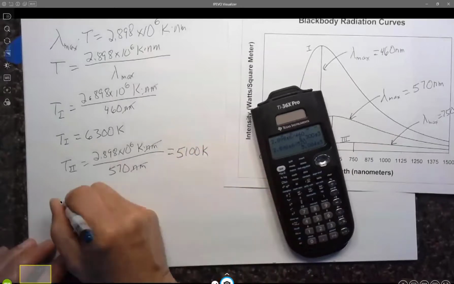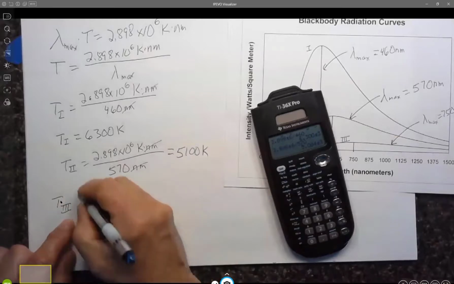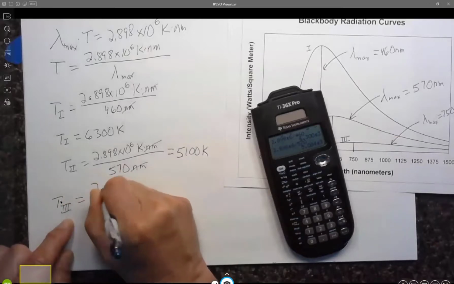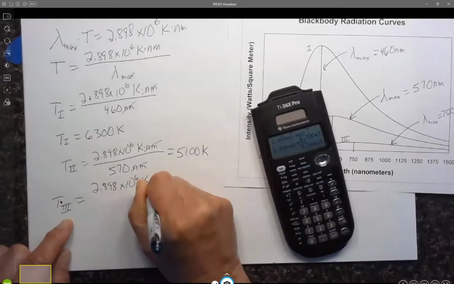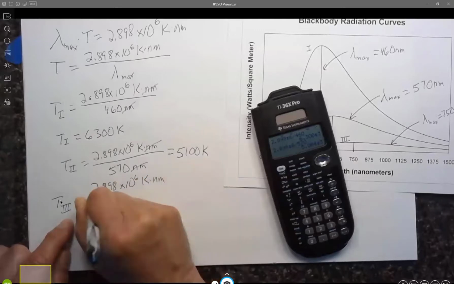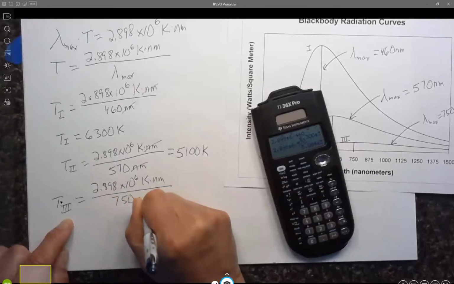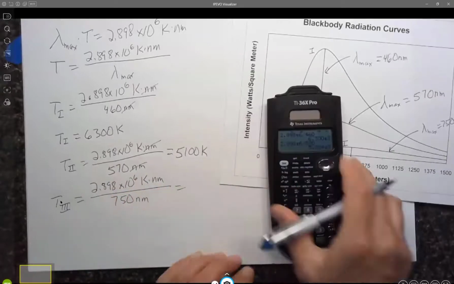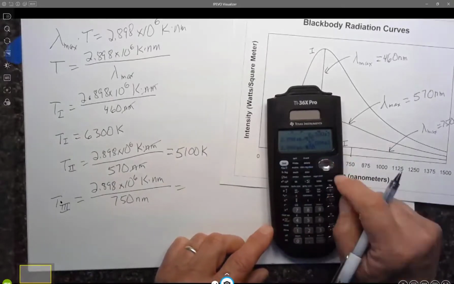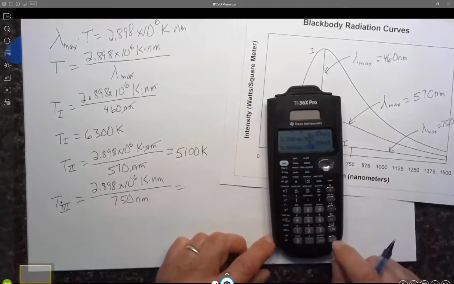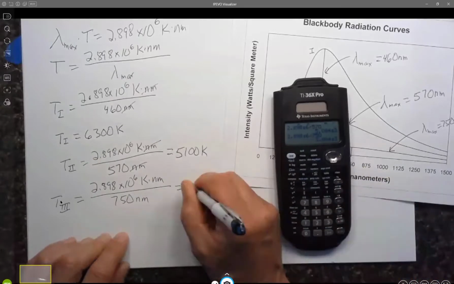So I have that. And then the temperature of the Roman numeral 3 curve is going to be 2.898 times 10 to the 6th Kelvin nanometers divided by 750 nanometers. And I get about 3,900 Kelvin.